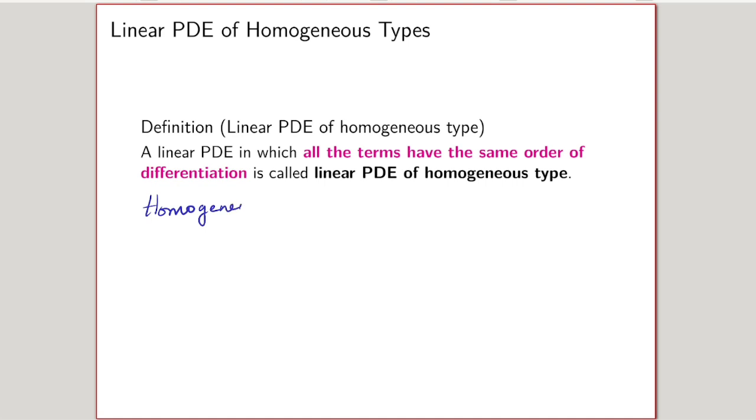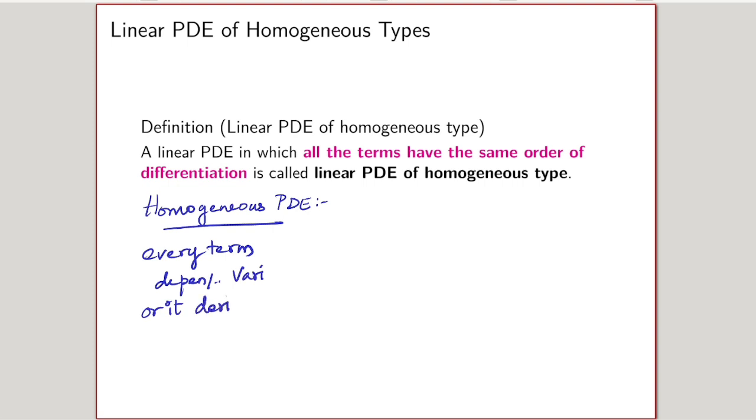is that every term must contain either the dependent variable or its derivatives. However, when we talk about a PDE of homogeneous type, this is the definition: all the terms should have the same order of differentiation.